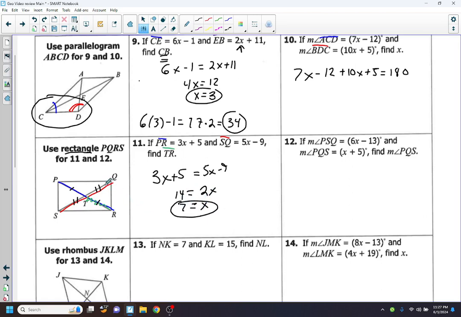With x equaling 7, I just want TR. So if I found PR, which is 3 times 7 plus 5, 21 plus 5 is 26, TR would be half of that. So 26 divided by 2 ends up being 13. So 13 would be my final answer. Please be careful. I probably would put 26 as one of the answers if you forget to cut it in half. That's one of your fake answers in multiple choice.